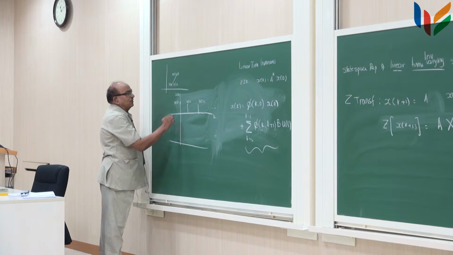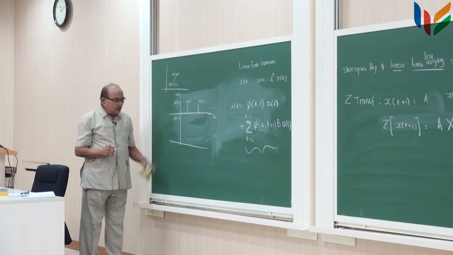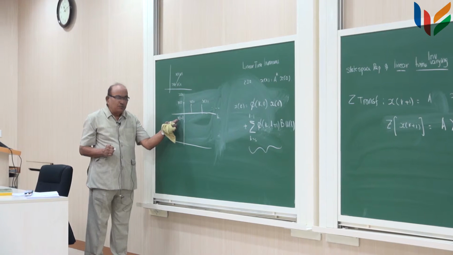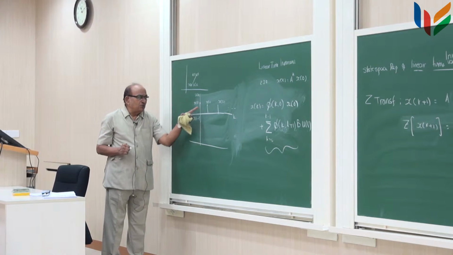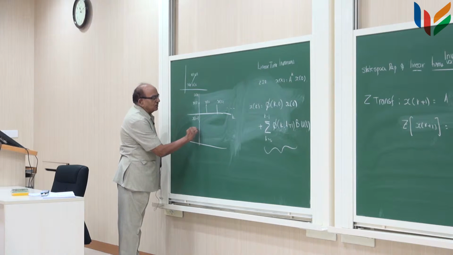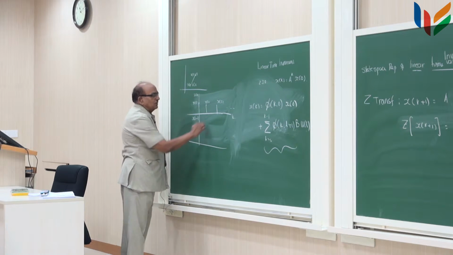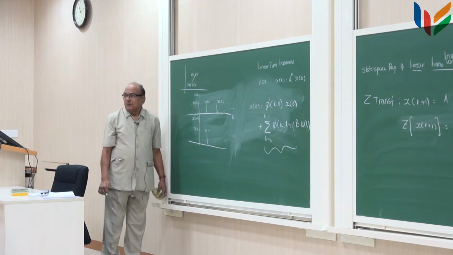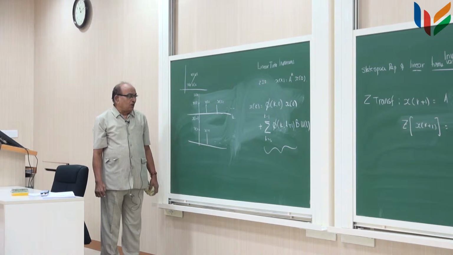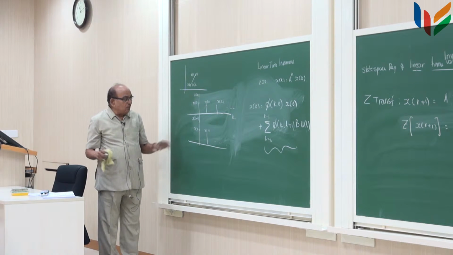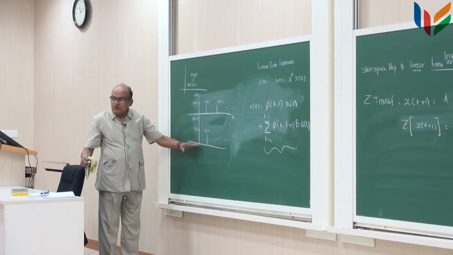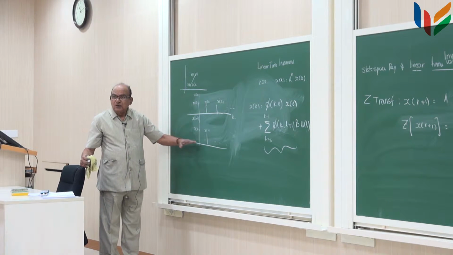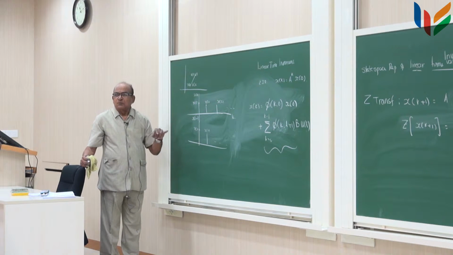Now, if I write k plus 1, what do I get? When k is equal to 0, the value here will now be x1. That means this will be shifted to this side. So, this becomes x1, this becomes x2 and so on. Okay. Now, I need to find the Z transform of this signal. At 0 it is x1, at 1 it is x2 and so on and so forth.